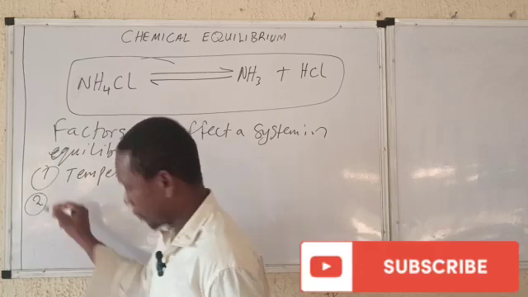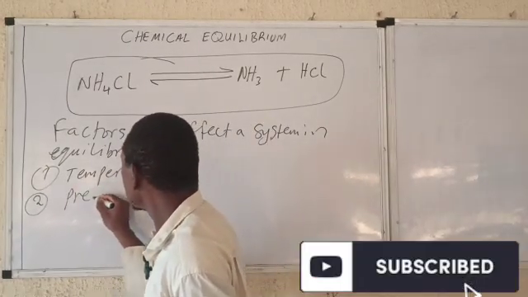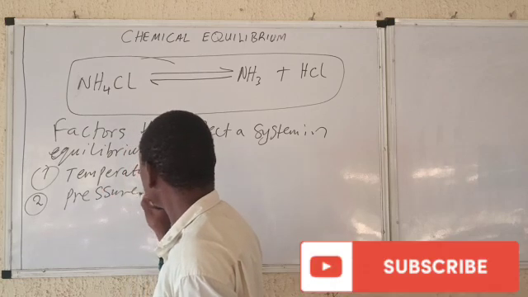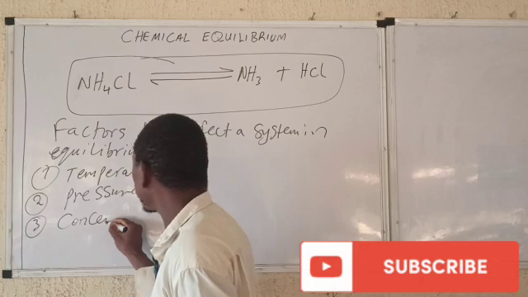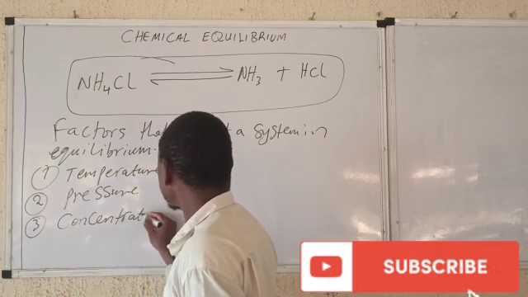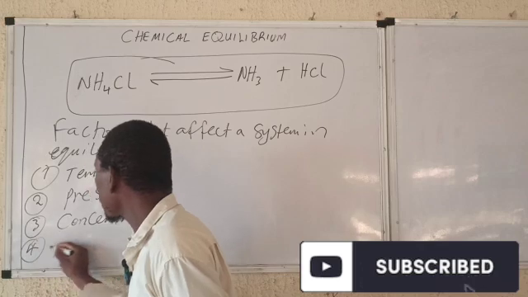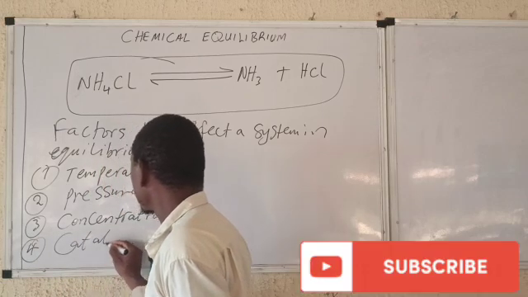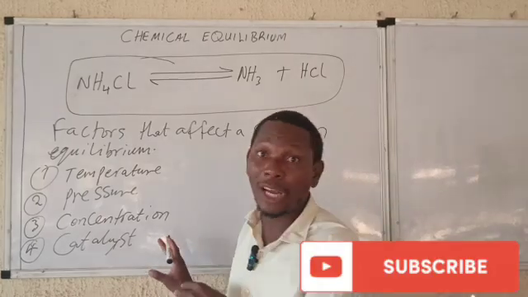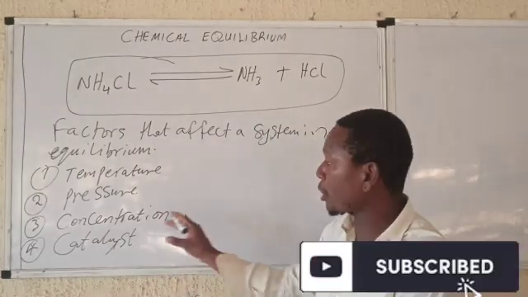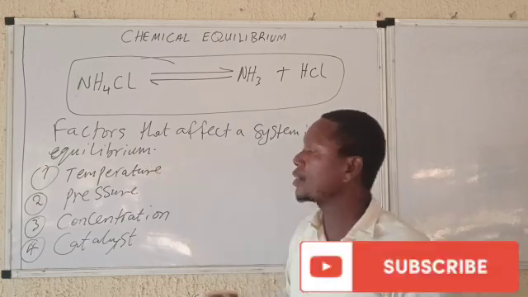Number two, pressure. Three is concentration, change in concentration of either the reactant or the product. And number four is the catalyst, which in general does not affect the position of the equilibrium. I will talk about that when we get there. So let's start with the first factor.